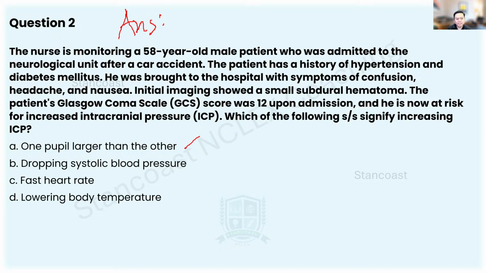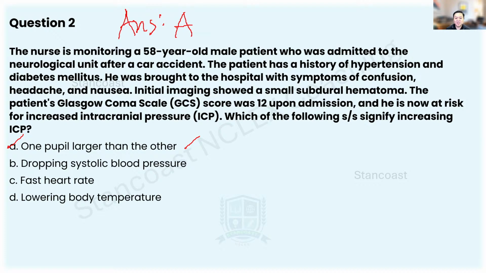Again, if the injury is extensive, if there is increasing ICP, if it's probably pushing into the optic nerve and into the brainstem, your patient will end up with anisocoria. Letter A. All right, that is the correct answer. It is an indication that the patient here has increasing ICP.